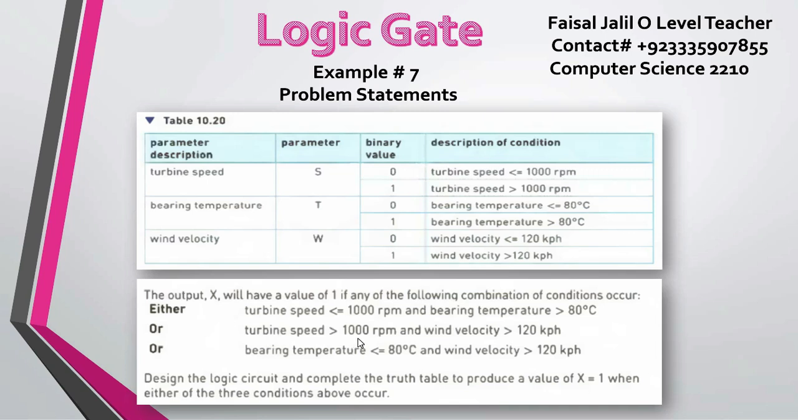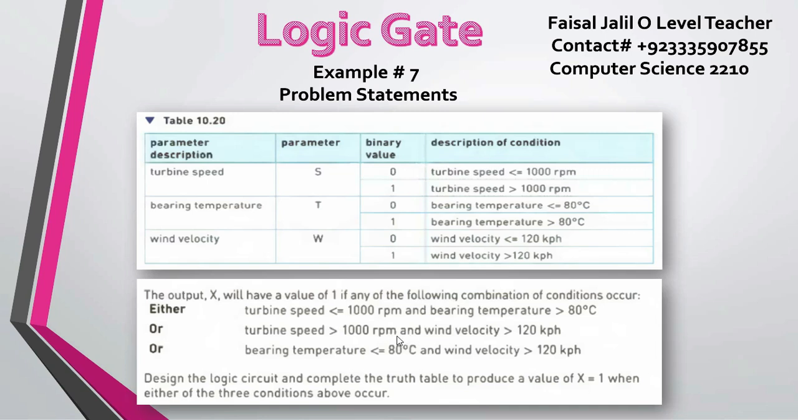Turbine speed is greater than 1000 rpm. Turbine speed is represented by S. So turbine speed greater than 1000 rpm means S is equal to 1. Here, instead of writing turbine speed greater than 1000 rpm, we just write S is equal to 1 to make our life easy, because later on we will use this data to generate our logic expression or the logic circuit.